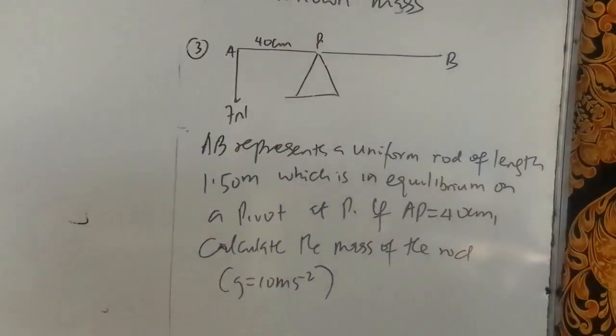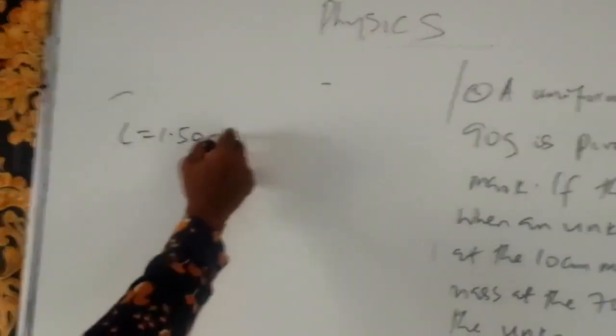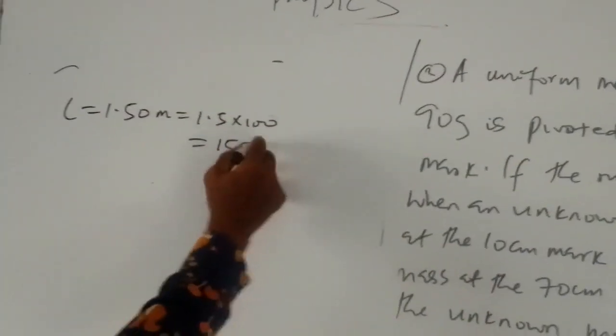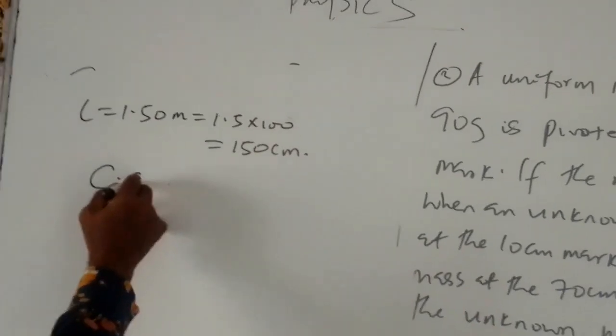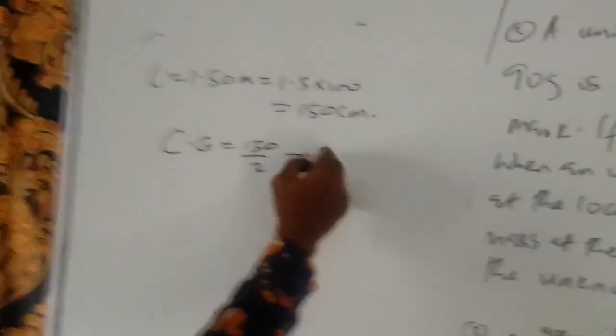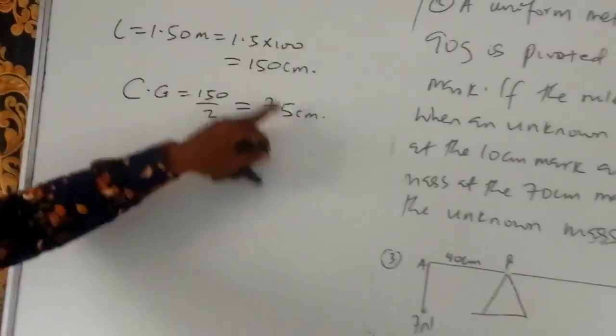So look at this question. The length of the rod is 1.50 meters, which is taken as 1.5 times 100, 150 centimeters. The center of gravity of the rod will be 150 over 2, since it is a uniform rod, which is 75 cm. So we have to convert to cm, even though it's not a standard unit, so that we can have a value that is large enough.